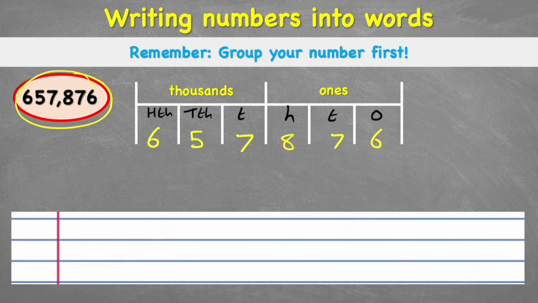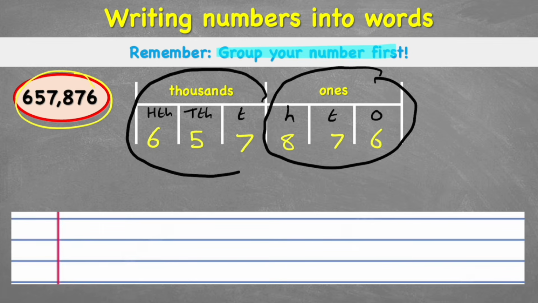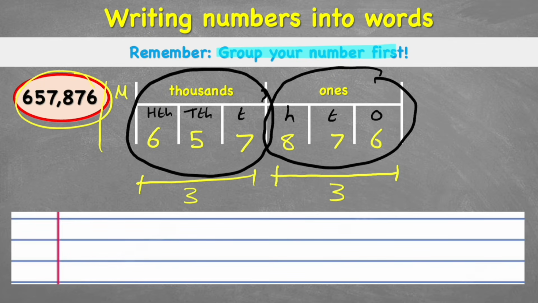So again, let's think back to our tip of grouping our number first, and we're going to group our numbers into our ones and our thousands. Now I want you to notice something here first of all. We group in groups of 3. We can see we have 3 digits in the ones, and we have 3 digits in the thousands. If I was to have another column here, this would start our millions. And I'd have a millions column here, 10 million, 100 million, etc., into my trillions.